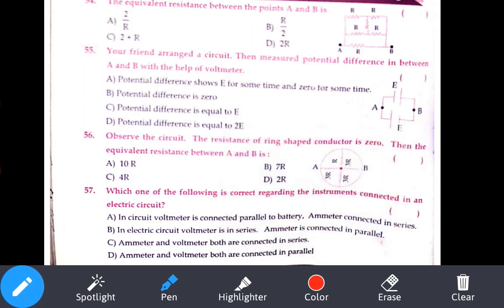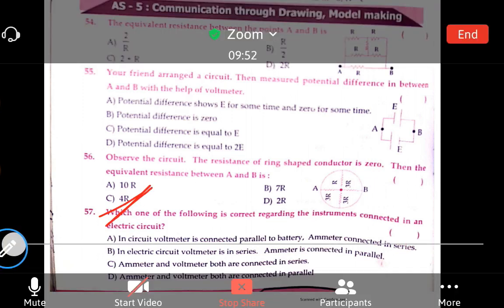Okay. So what is that answer? Yes, first option itself is correct. Voltmeter should be connected in parallel and the ammeter should be connected in series. So option number A is our answer. Okay. Let's see the next question.